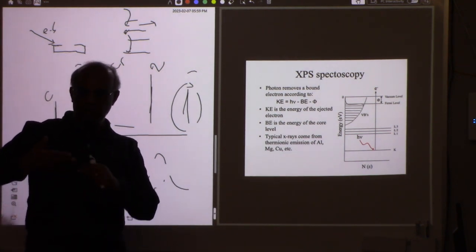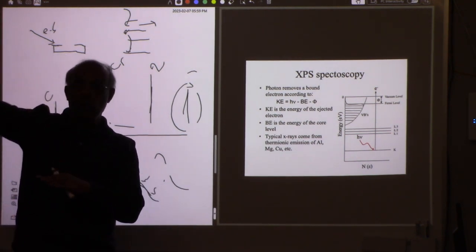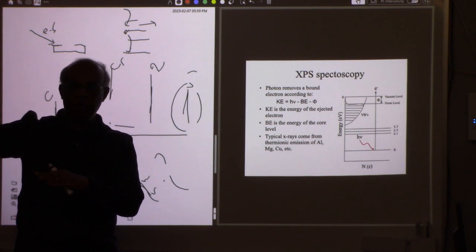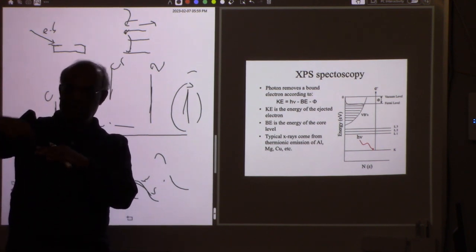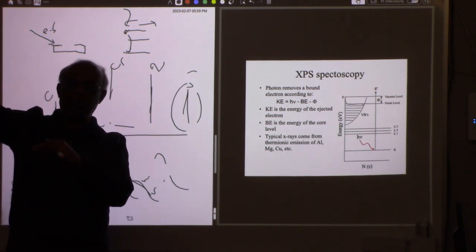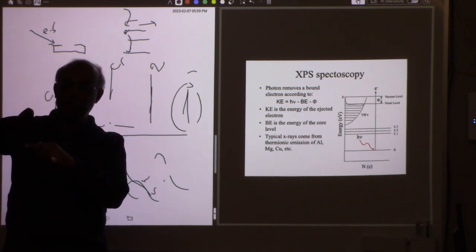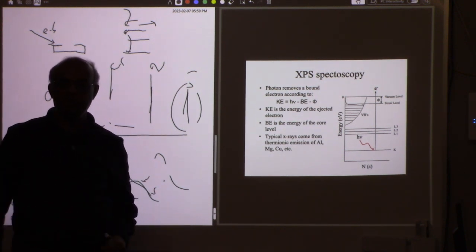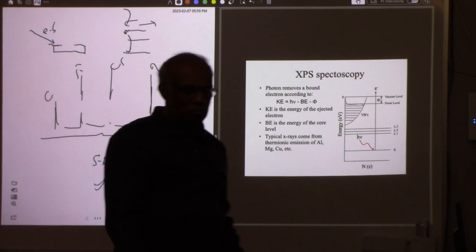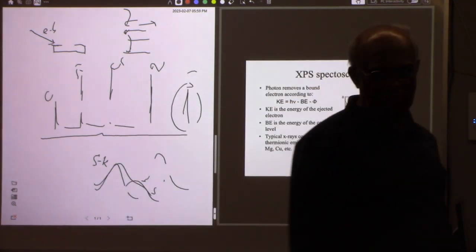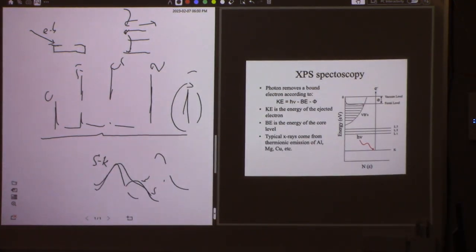The only thing you have to do is, with the electron, you remove one electron. Then when an electron from an upper level drops to the lower level, it emits the X-ray, right? Most of the time for XPS, they use magnesium X-ray. Copper also can be used.